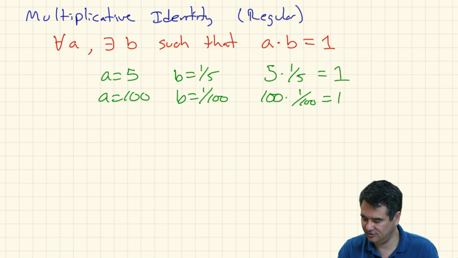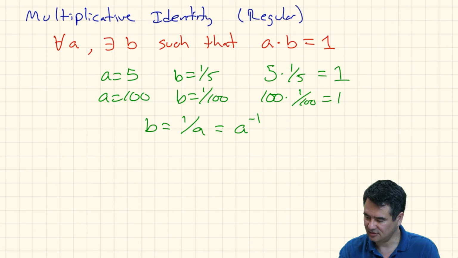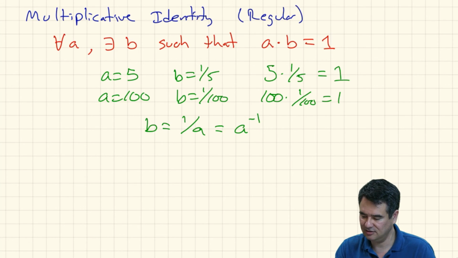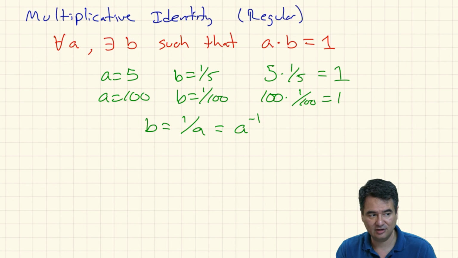Okay, seems obvious. So another way to put it is b is equal to 1 over a, or another way to say it is a to the negative 1 power. That's the same thing. So a to the negative first power is the same thing as the reciprocal of a. And actually, this definition is really the interesting one. So b is equal to a to the negative 1 power. Okay, that's under regular arithmetic.